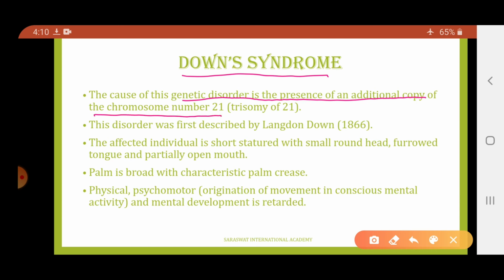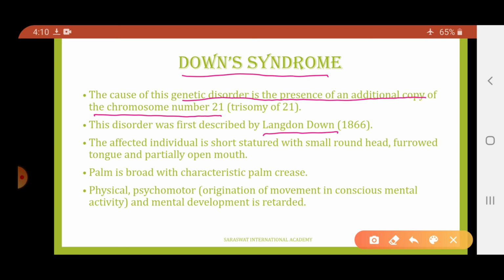कितने क्रोमोसोम 21 होते हैं? 2, बट यहाँ पे एक एडिशनल है. सो एक एक्स्ट्रा हो गया तो क्या हो गया? ट्राइसोमी. वी हैव स्टडीड दिस इन म्यूटेशन. सो व्हाट इज डाउन सिंड्रोम? इट इज़ अ ट्राइसोमी ऑफ द क्रोमोसोम नंबर 21. Now as it was first described by Langdon Down, it is called Down syndrome.